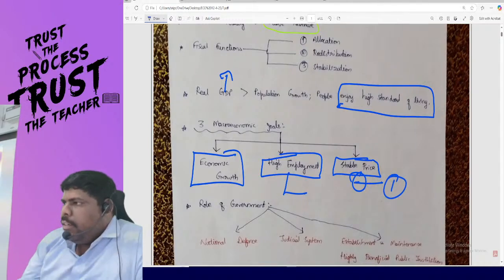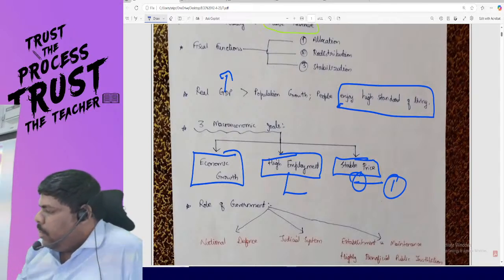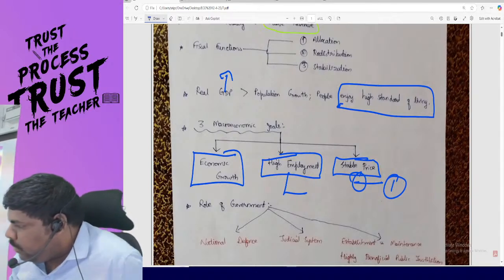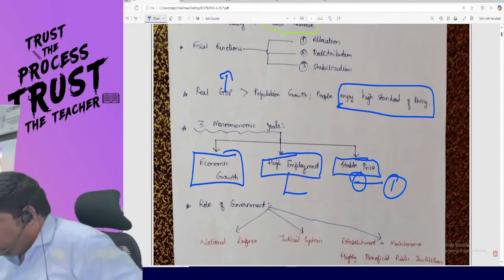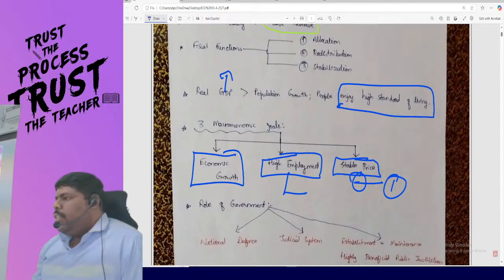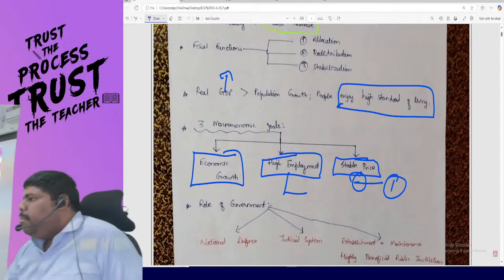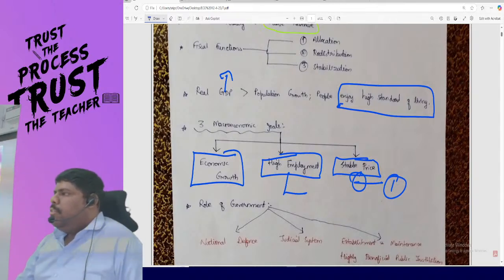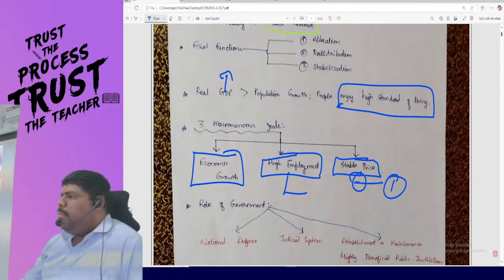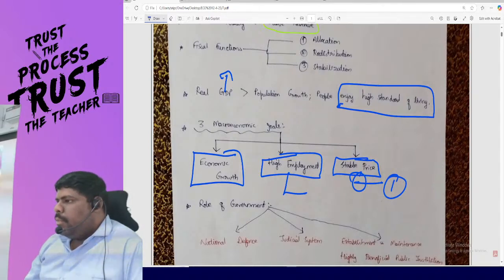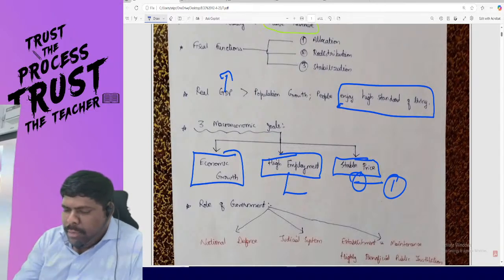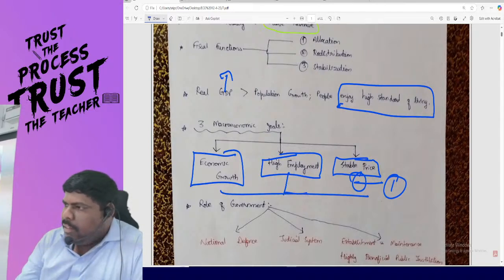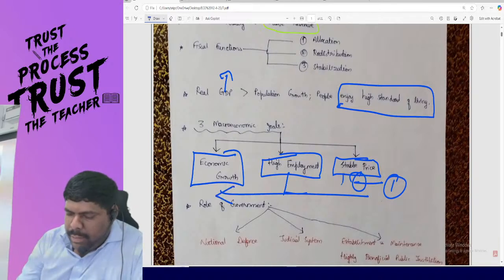Then comes employment. When will employment increase in any country? First, the people should have sufficient skill. That can be done by giving them quality education. Second, even if they have the education, they must have the place to showcase their skills. So the government must create sufficient employment opportunity. Only if these two are done, you will get the growth. Correct? It should flow from stable price to this.